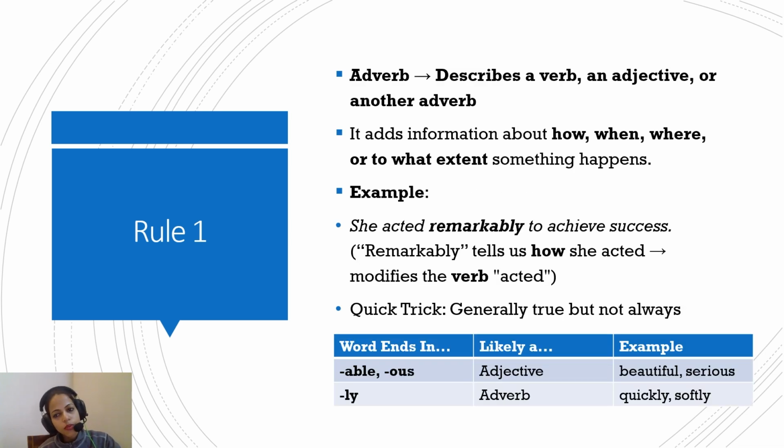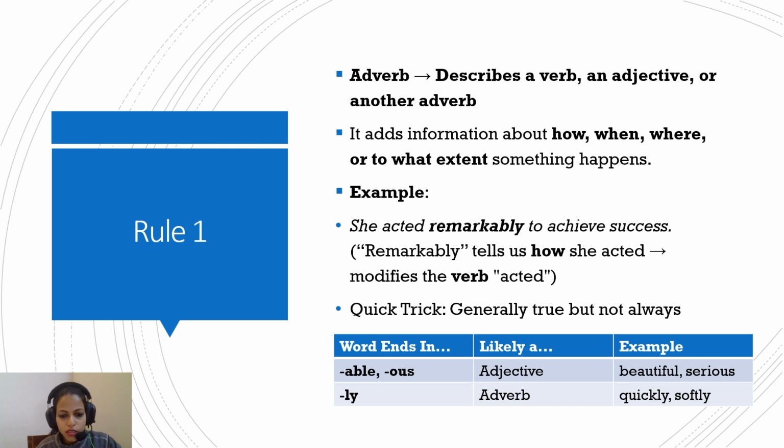Now, what is an adverb then? An adverb describes a verb, an adjective, or another adverb. It adds information about how, when, where, and to what extent, like we saw right now. So, she acted remarkably to achieve success. Here, remarkably is telling you how she acted. I mean, the action is being modified by the word remarkably.